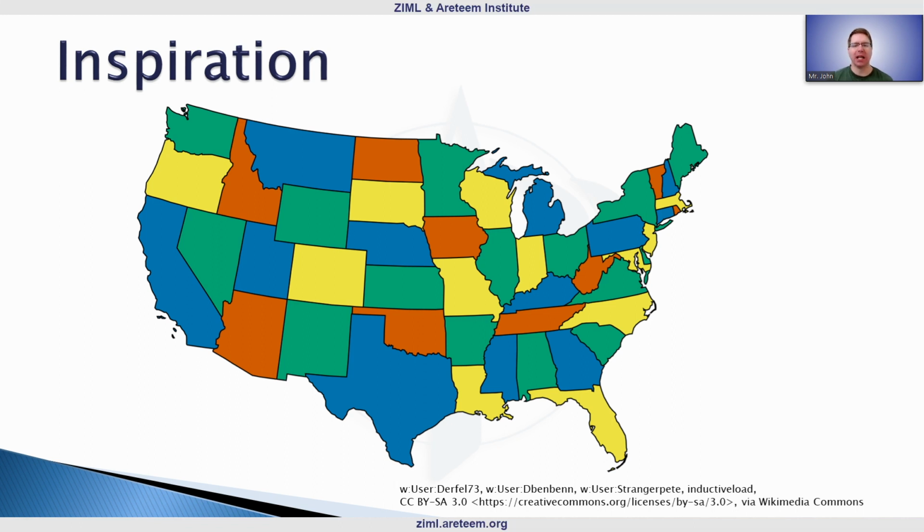Right, so here we have a map of the United States, and if you look carefully, only four colors are used. And typically, right, the motivation of this is you want adjacent states to be different colors, so it's clear where one state starts, another one ends, things like that there.